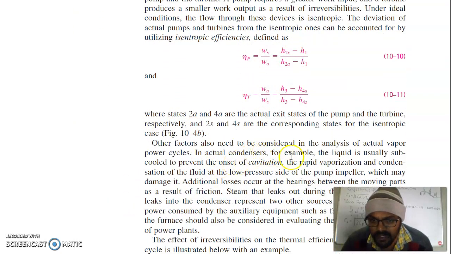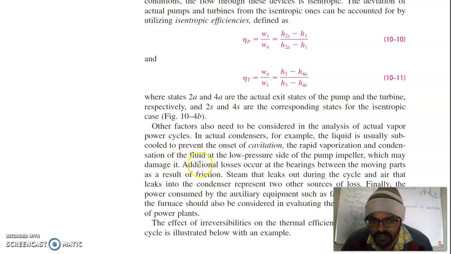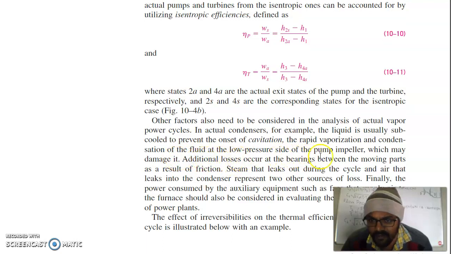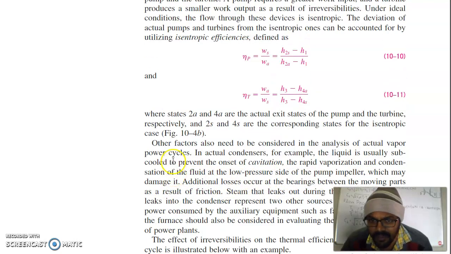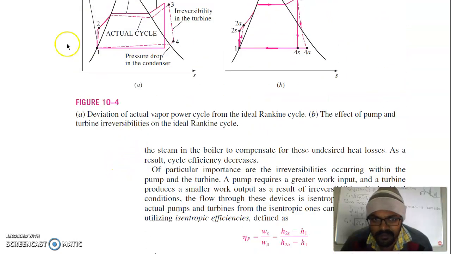In actual condensers, for example, the liquid is usually subcooled to prevent the onset of cavitation, the rapid vaporization and condensation of the fluid at the low pressure side of the pump impeller, which may damage it. Meaning, apart from the condensation up to here, we will actually subcool the liquid and go into the liquid region to avoid any cavitation at the pump blades. So this is, up to here, the actual Rankine cycle.